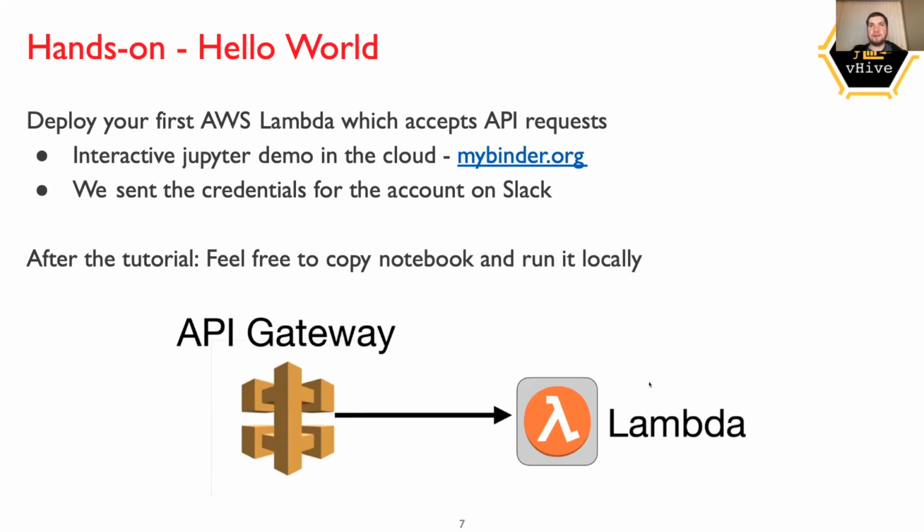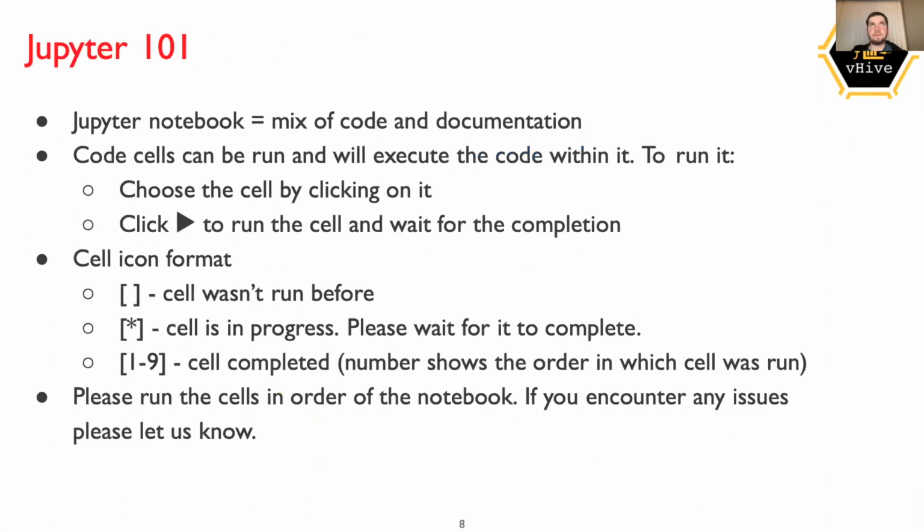Before we jump into the demo, let me make a quick Jupyter 101, because we will be using Jupyter for deploying infrastructure and making requests. A Jupyter Notebook, to put it simply, is a way to have a mix of code and documentation, where you can run each code cell, and that will execute the code within it. I will show you in the UI, but basically you just need to click the play button to run the cell and then wait for completion.